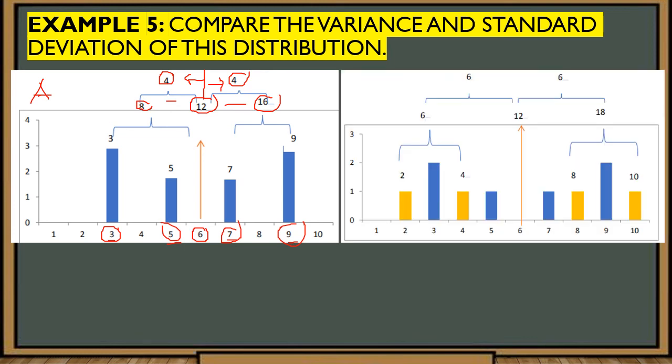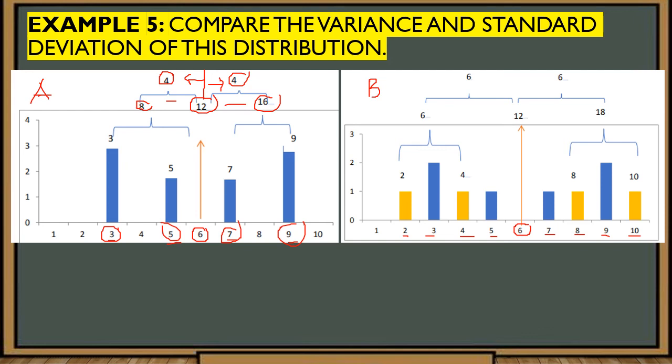On the next illustration and in the next distribution, we label it letter B. We're going to determine first the mean. The values are symmetrical on the x-axis, so our mean is the center, which is also 6. You can check that by adding the values: 2 plus 3 plus 4 plus 5 plus 7 plus 8 plus 9 plus 10, you get 48. Divided by 8, because we have 8 values here, the result is 6. So the mean is 6.